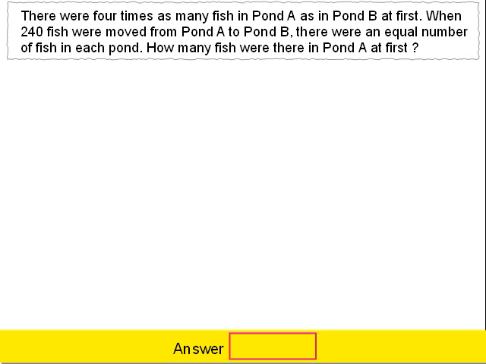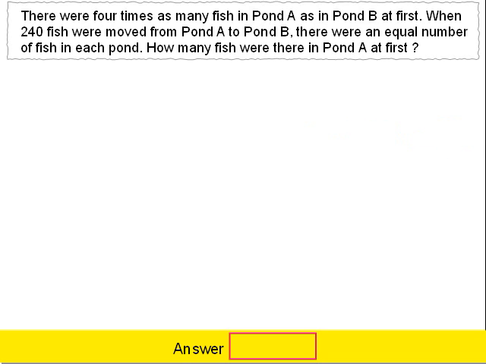But the question says there were 4 times as many fish in pond A as in pond B at first. When 240 fish were moved from pond A to pond B, there were an equal number of fish in each pond. So how many fish were there in pond A at first?